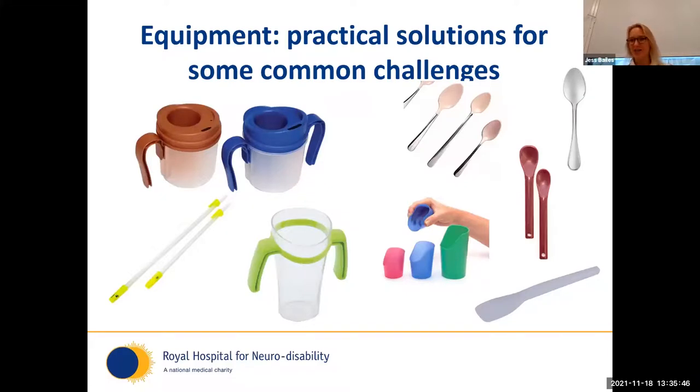We normally go to our OTs for a bit of help with that, with the equipment they have in Splint Clinic. So just thinking about what equipment is available and taking it to those objective assessments. So trying it outside of the assessment and then seeing what difference it makes.